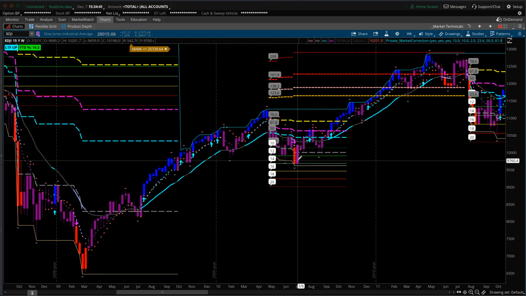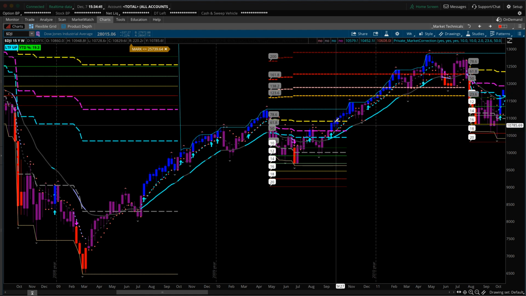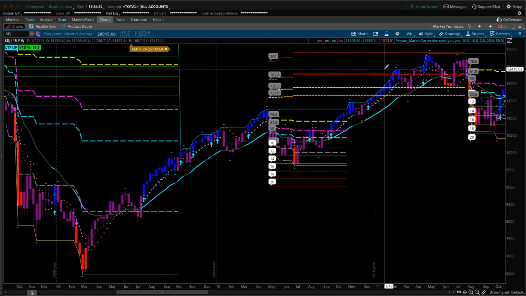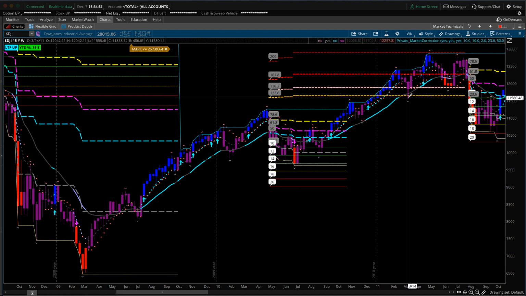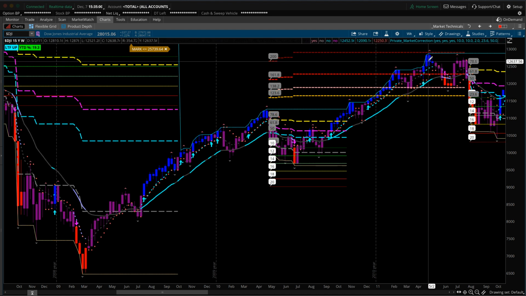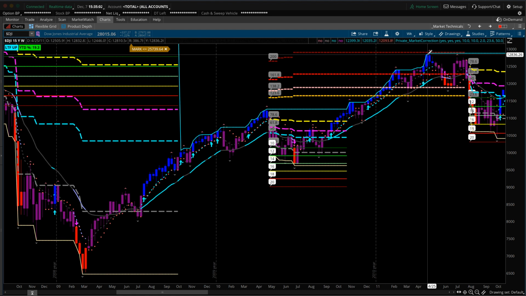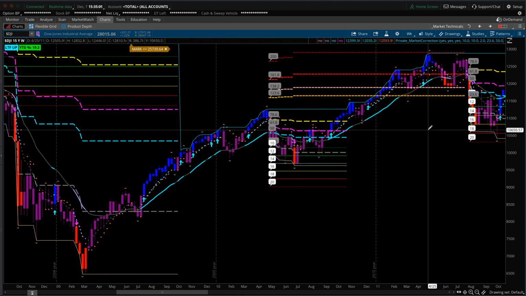So then we had that correction, and guess what? It starts a whole brand new set of lines. Now we've got the 161.8. You can see that was resistance right here. We pulled back down to the 123.6. Then we finally had some energy here to get up to the 200% Fibonacci extension from this market correction, and then we topped out again.